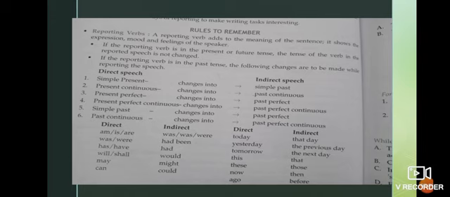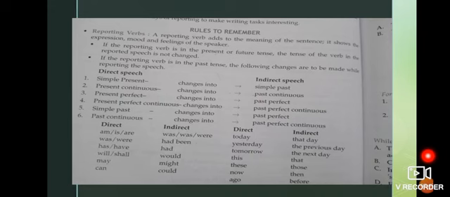So there are changes in point number 5 and 6. Now see, direct words can be changed into indirect. For example, if the word is am, is, are, we can change it into was and were. Was and were will be changed into had been.